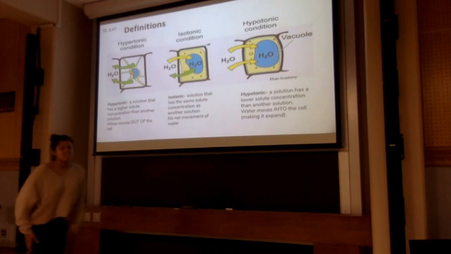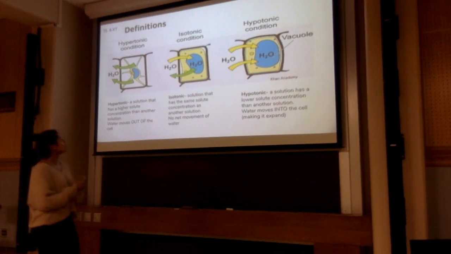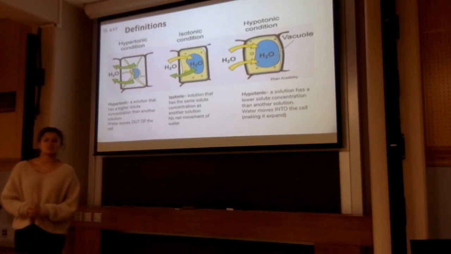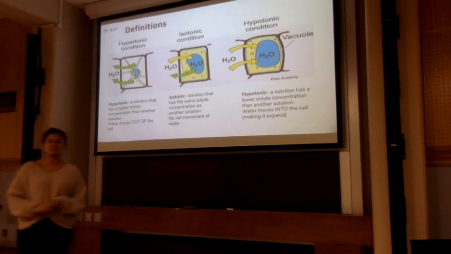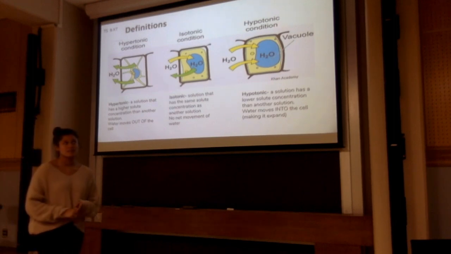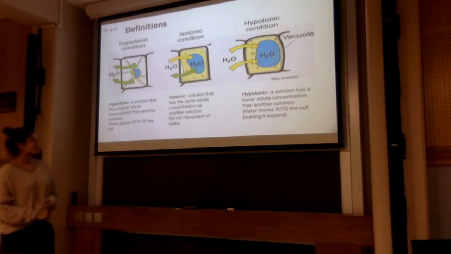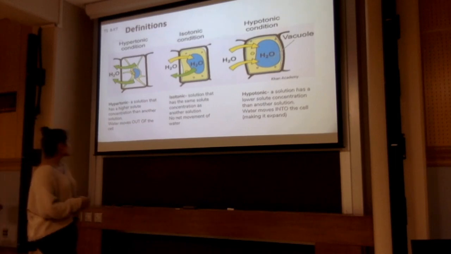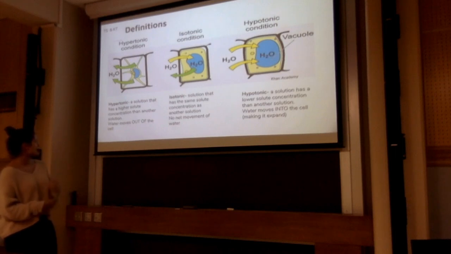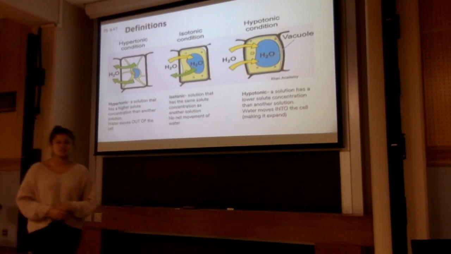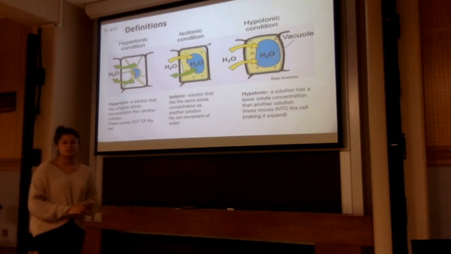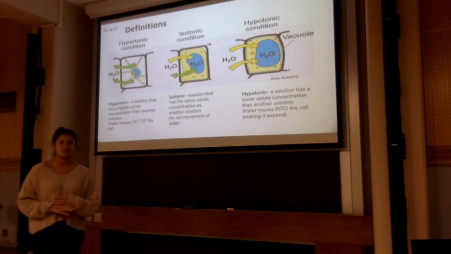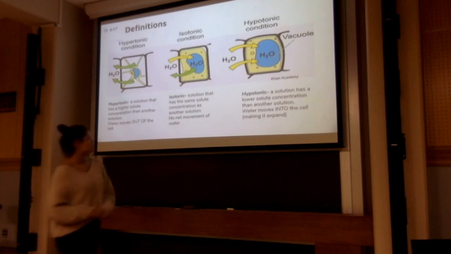For this presentation, it's important to understand the water definitions and just how it moves within the body. So for this, we have hypertonic, isotonic, and hypotonic conditions. In hypertonic, the water is going to move out of the cell, making the cell shrink. And this is because a solution has a higher solute concentration than another solution. In isotonic, the solution concentrations are going to be the same. So there's going to be no net movement of water into or out of the cell. It's going to remain neutral.